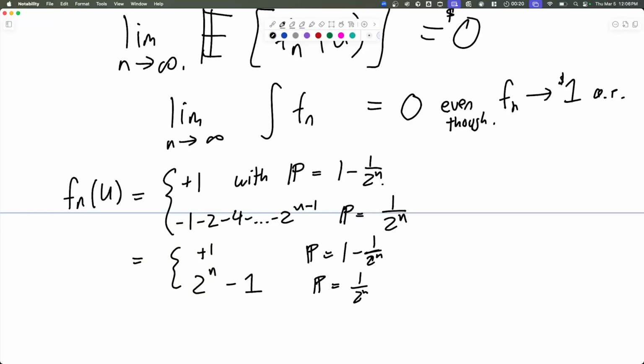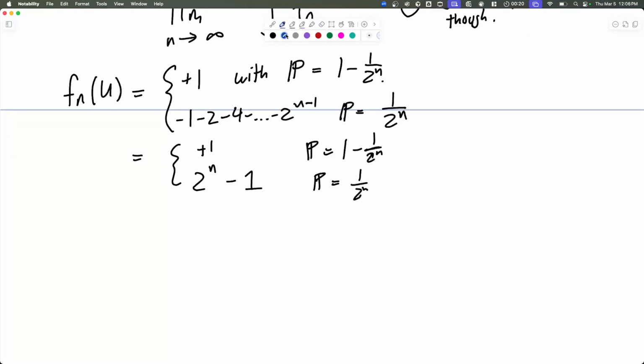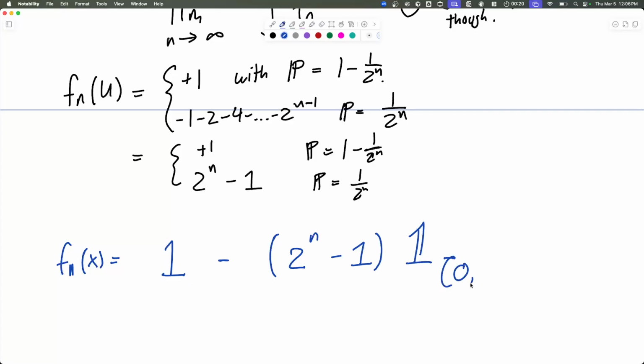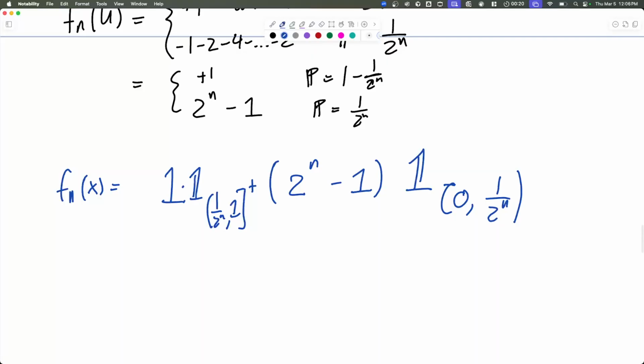So we need to come up with a function that does this. And the function is very simple. Fn of x is going to be 1 minus, and then I'm going to do 2 to the n minus 1 on the set between 0 and 1 over 2 to the n. Okay, does this do what I want? I want maybe 1 on the rest of the set. Okay. So that's my function.